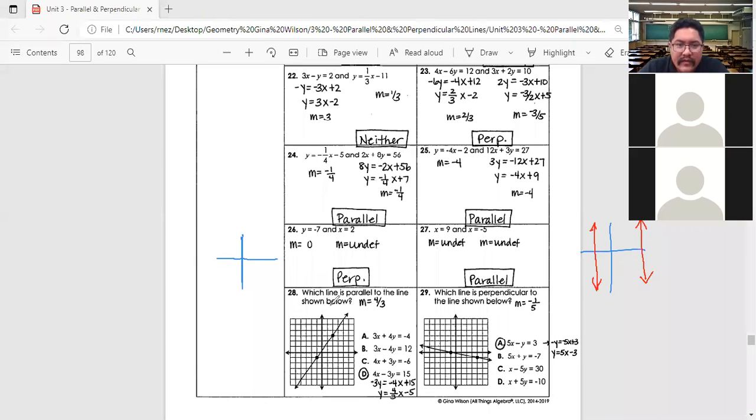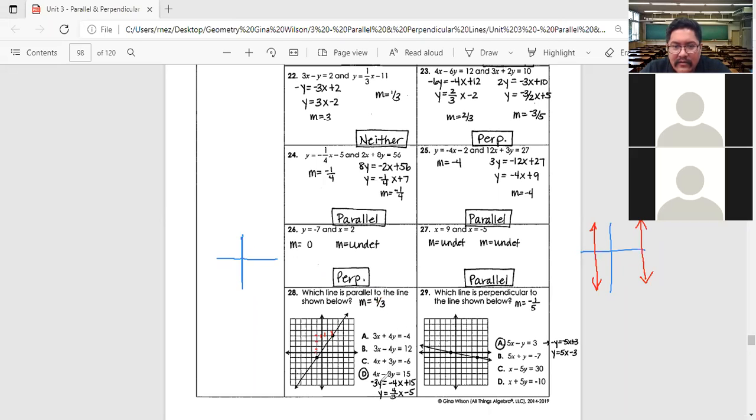All right, I'm gonna go ahead and move over here. So which line is parallel to this one here shown below? All right, so we want the slope to match. So 1, 2, 3, 4. So that's an up 4. And then from there, 1, 2, 3. So up 4 over 3.